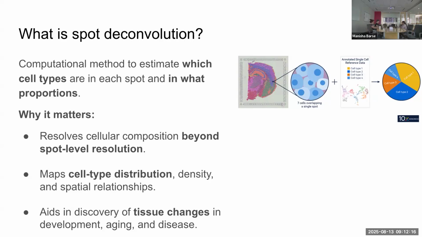At each spot, in this figure, we can see each spot contains different cell types. And from spot deconvolution, what we want to do is to estimate the proportion of these cell types in each spot.